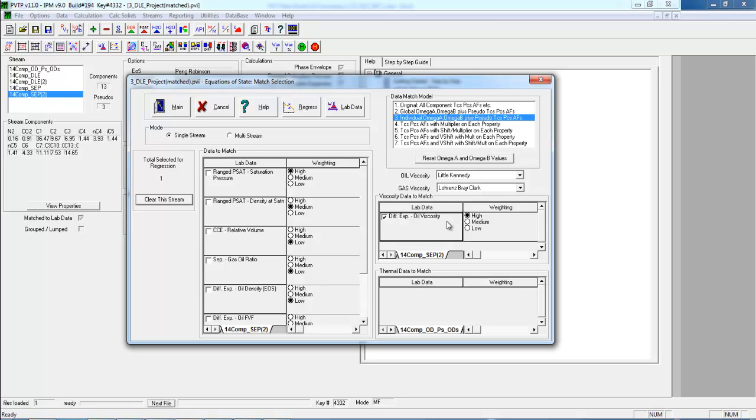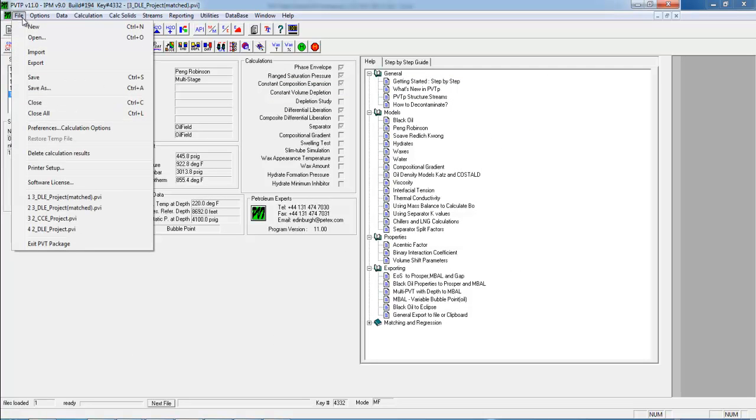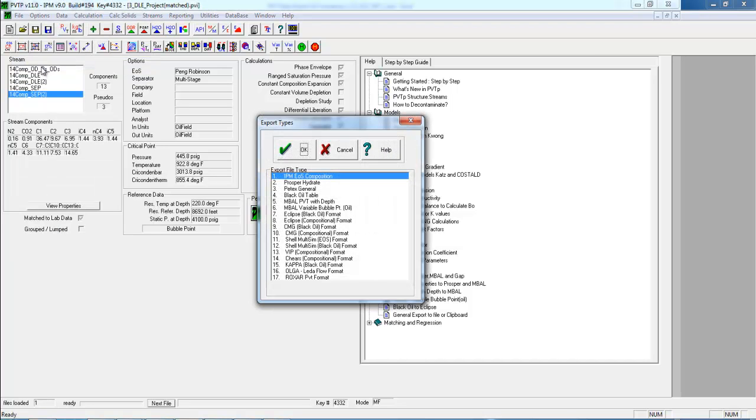How can I use this model? So this is the last step here. When you finish all of this, you go to File and Export. What this means is that when you export, you will export a PVT file which describes the PVT properties of your fluid for different software. If you are talking about Eclipse black oil, we use this one.